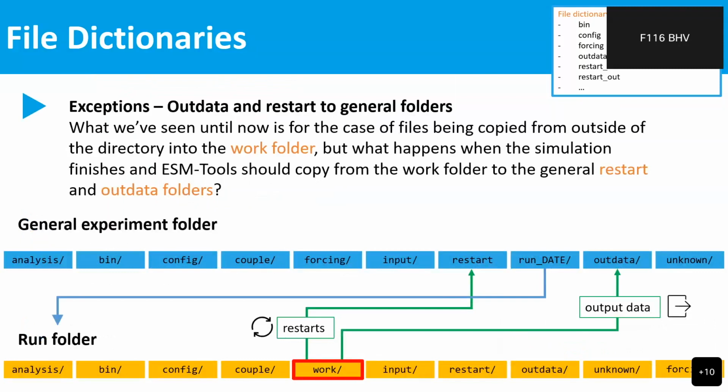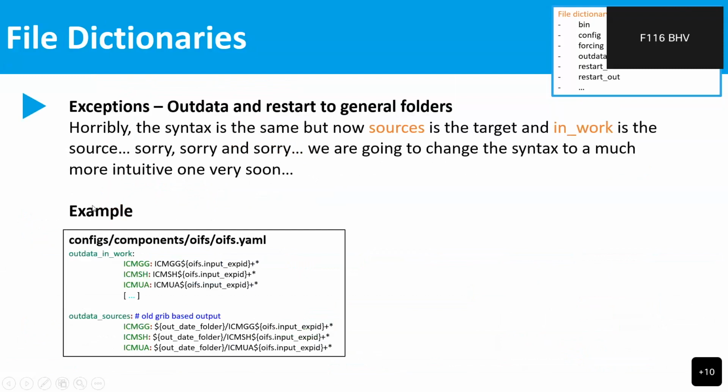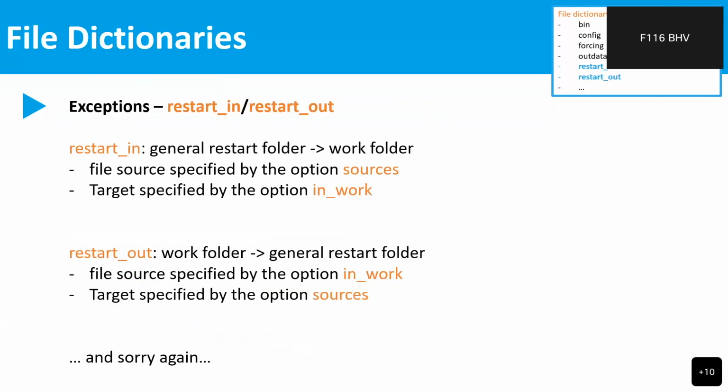And it gets even more complicated, because there are exceptions where, for example, at the end of the run, our work directory is our source and our restart directory in the general folder is our target. The way of doing that is basically in work. We know that outdata in work is this time the source, and ESM Tools knows that. And then the target is going to be the sources. Sorry, I'm even confused with that.